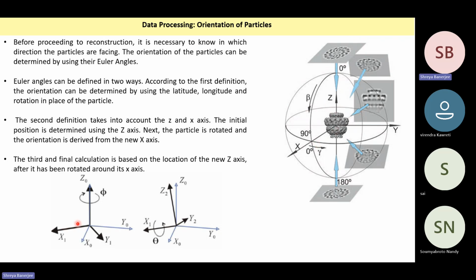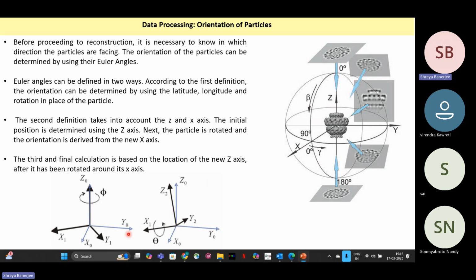Another way is that the initial position is determined using the z-axis. The z-axis is maintained at z, and the particle is rotated from the initial x-axis, x1. The particle is rotated around the z-axis so that the xy planes are changed. So for the initial xyz axis, you will have a certain projection, and when you rotate around the z-axis, you will have another projection for the new x and y axis.